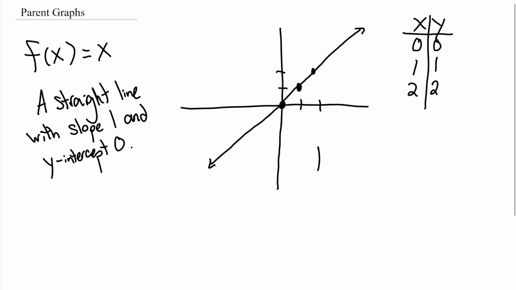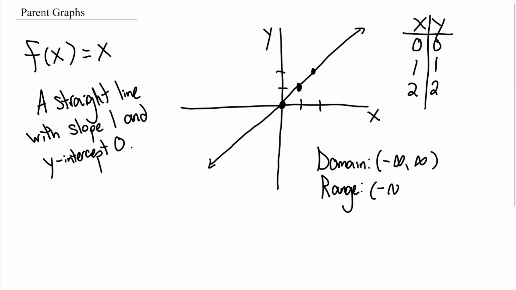The domain of this graph has no restrictions here, so it's going to be negative infinity to infinity. And the range of the graph, which we haven't looked at before, but now that we can actually see the graph, it's easier to find. The range is going to be all of the y values that the function touches. Remember, this is the x, this is the y. So in this case, it's also going to be negative infinity to infinity.